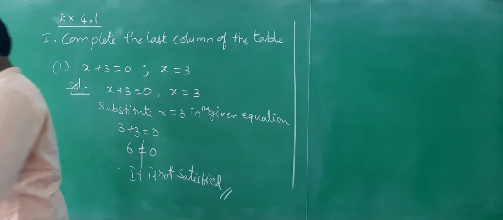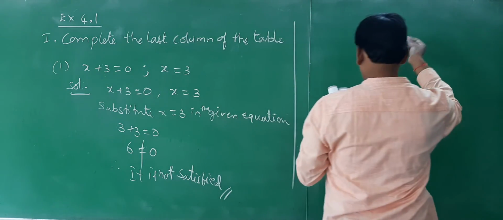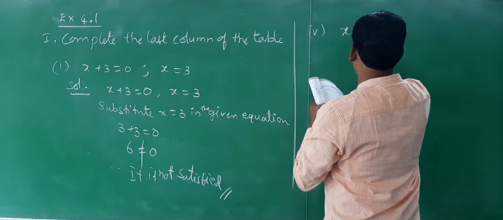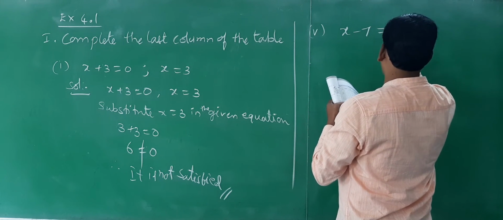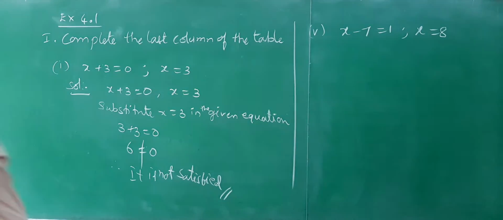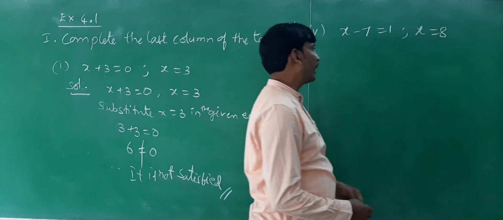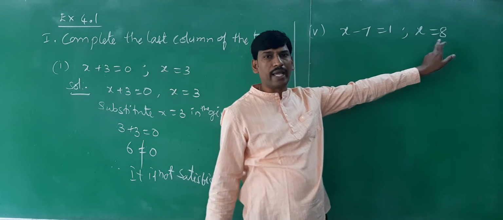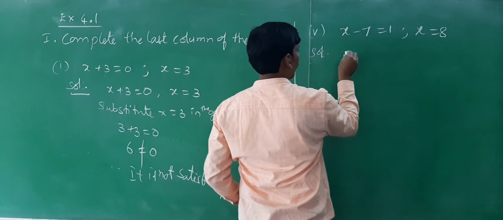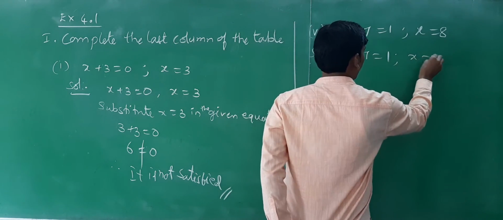Now in that same question, let us discuss the fifth one, which I am going to solve. That is x minus 7 is equal to 1, where x is equal to 8 is given. See, the given equation is x minus 7 is equal to 1 and the value of the variable is x equal to 8 here.